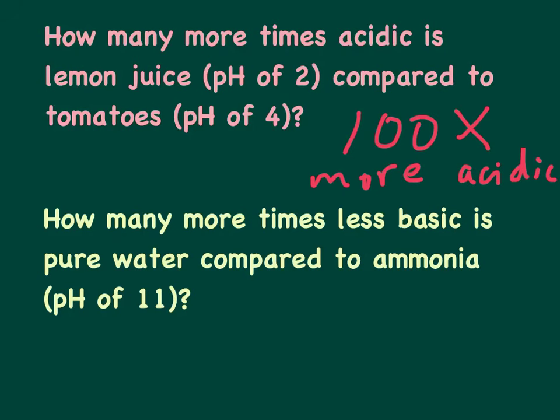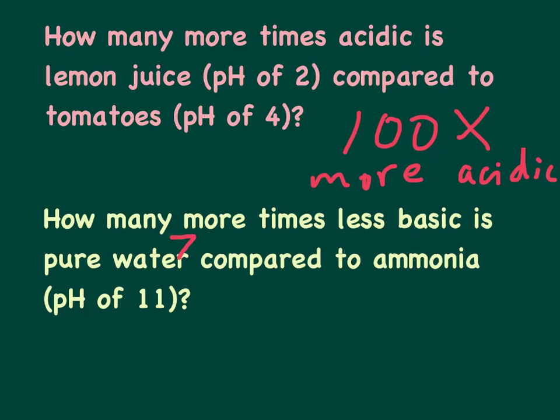100 times more acidic. It has 100 times the concentration of hydrogen ions compared to tomatoes. The second question: how many more times less basic is pure water compared to ammonia? Ammonia has a pH of 11. Well, what was the pH of water? Pure water. It was 7. It's neutral. So we're comparing 7 to 11, and that's a difference of 4 steps along the pH scale.